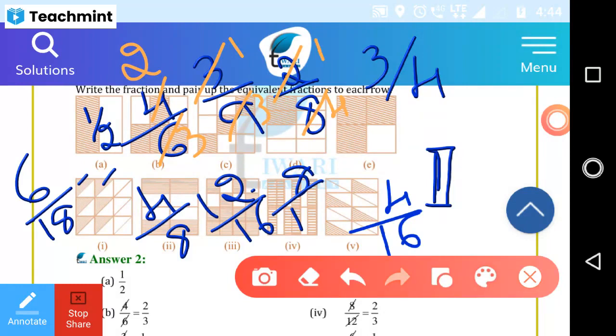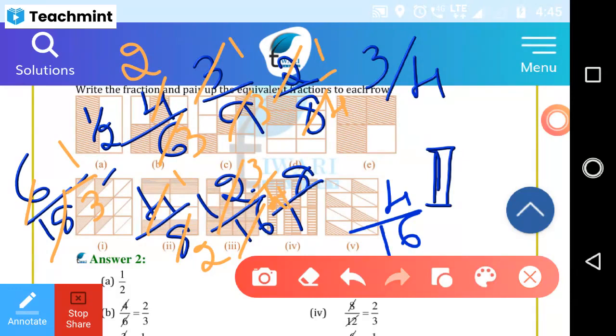Next, this one: 3 2s are 6. You can directly divide by 6 using the 6 table. 6 1s are 6, 6 3s are 18, so 1 by 3. This one, 4 1s are 4, 4 2s are 8, 4 3s are 12, 4 4s are 16, so 3 fourths.